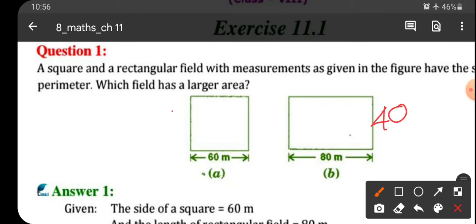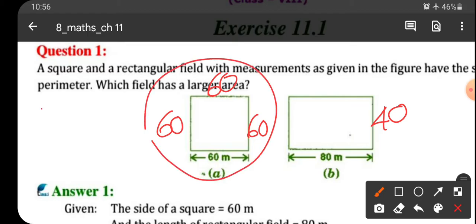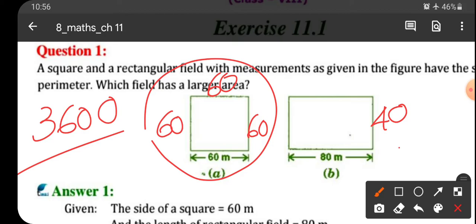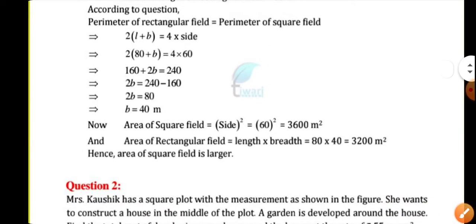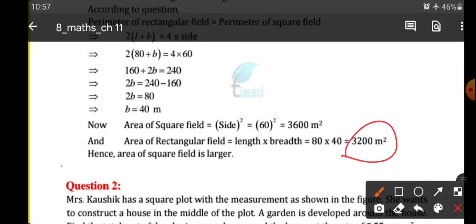All four sides of a square are equal, so we can find the area of this square, that is 60 into 60, 3600, and the area of the rectangle, 80 into 40, that is also 3200 meter square. So the area of the square field is larger.